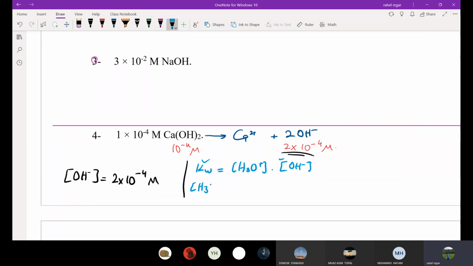Then the concentration of H3O is equal to Kw divided by the concentration of OH. 10 to the power of negative 14, we know it, it's memorized, divided by the concentration of OH, which is 2 times 10 to the power of negative 4.